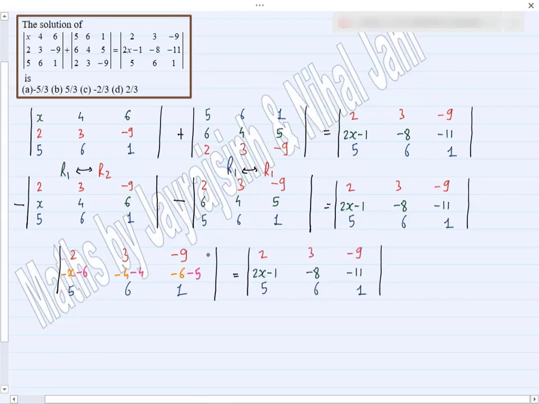By comparing the left hand side and right hand side, we get the same quantities 2, minus 8, minus 8, minus 11, minus 8. So we can say minus x minus 6 is equal to 2x minus 1, which will give us x is equal to minus 5 by 3. Ta-da! Option A is your final answer.